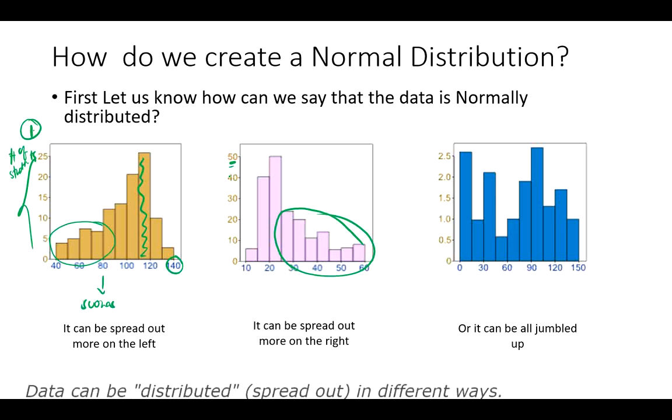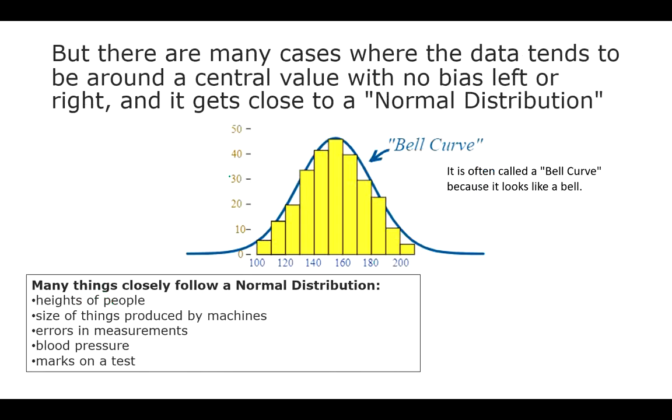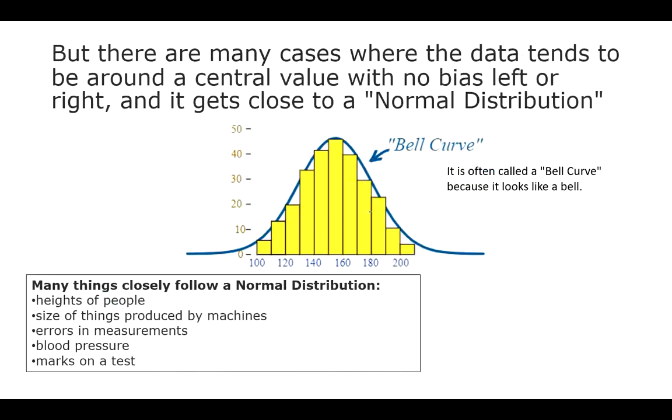Okay, so we can say, the data can be distributed, spread out in different ways. Okay, pwedeng nag-spread out sila sa left, nag-spread out sa right, or nag-jumble up. Okay, but there are many cases where the data tends to be around a central value with no biases from the left or right. Kung nakakita nyo dito, class, no, may bias. May ito mabababa, tas may matataas, may dito naman sa pangalawa, may dito yung mataas, dito yung mababa naman. Dito, hindi mo naman alam kung saang part dito, kung eto, may tataas, biglang may bababa, may tataas, may biglang may bababa. Okay? Unlike kapag eto, class, this is closely to a normal distribution.